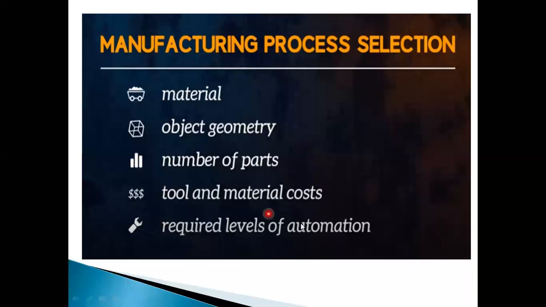And exactly what required levels of automation I need. Suppose I want to make a wheel of a vehicle, then what sort of things do I have to have? I must need a CNC lathe, I must need a robotic arm. All these things are the required levels of automation. Now, hope you understood what a manufacturing process is, what the different types of manufacturing processes are, and how I can select a particular manufacturing process.